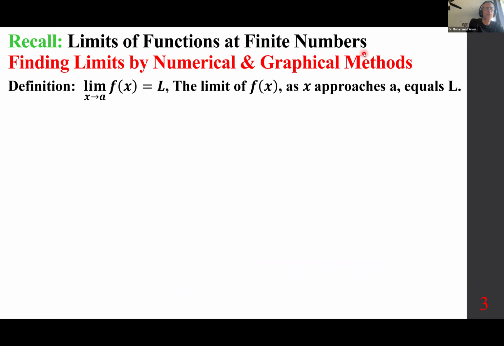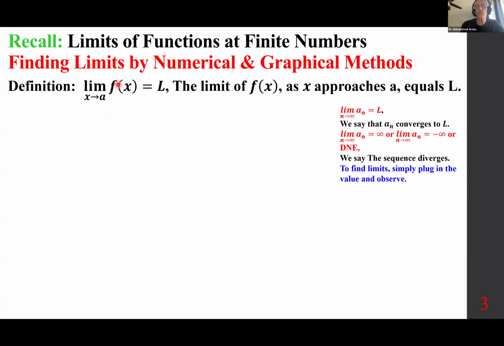Limits of functions at finite numbers, finding limits by numerical and graphical methods, definition, and we read it in this manner: the limit of f of x as x approaches a equals L. So if you look at the following, the limit of a sub n as n approaches infinity equals L, that means we say that a sub n converges to L. However, if the limit of a sub n as n approaches infinity is infinity, or negative infinity, or does not exist, we say the sequence diverges. To find limits, simply plug in the value and observe.